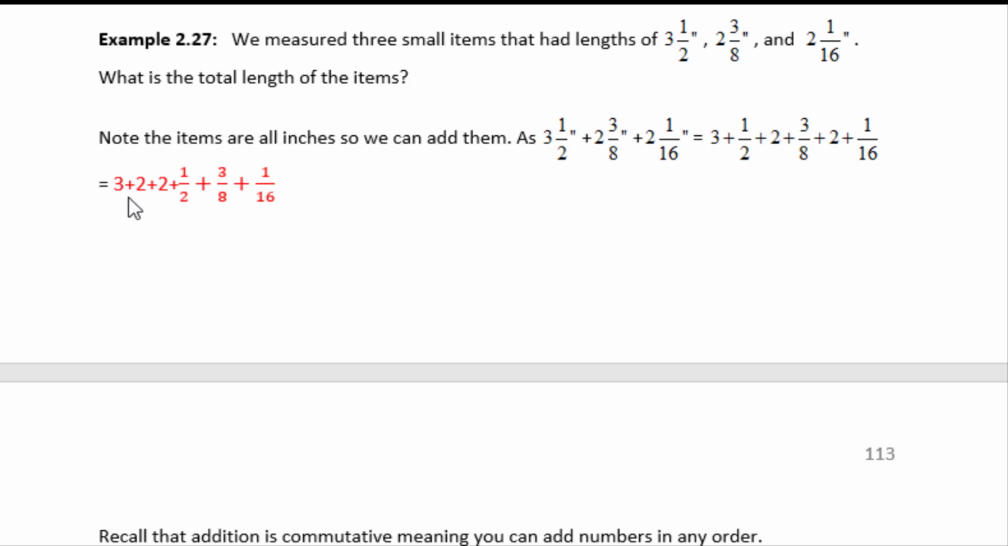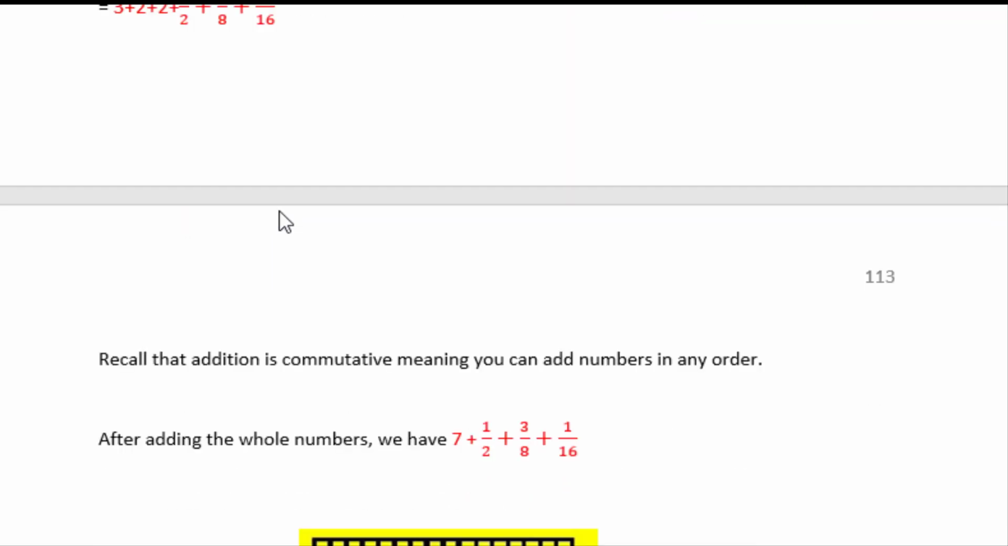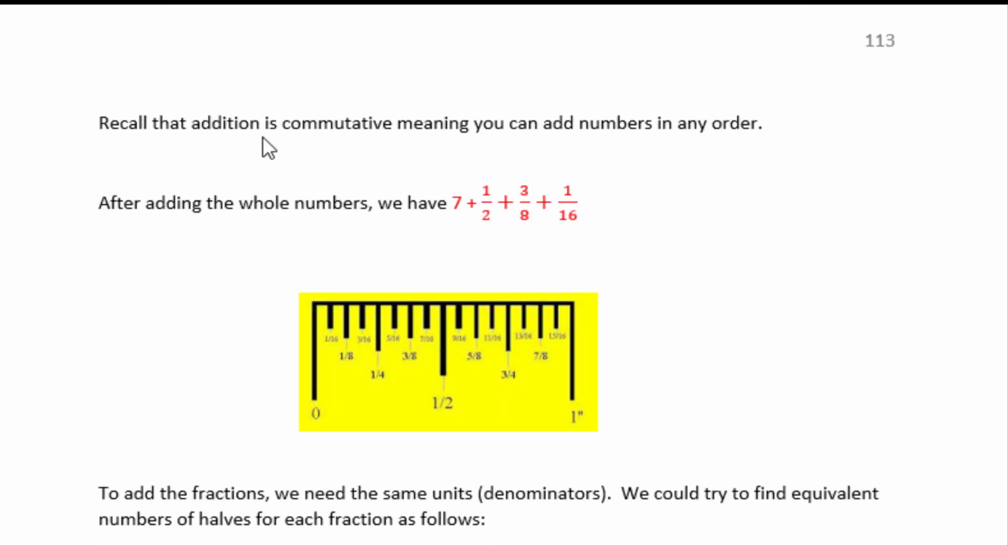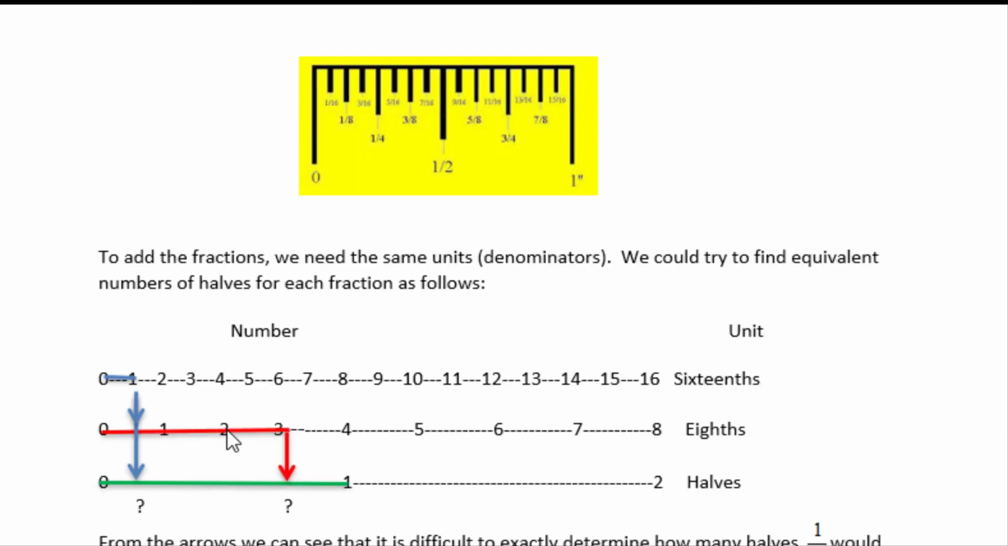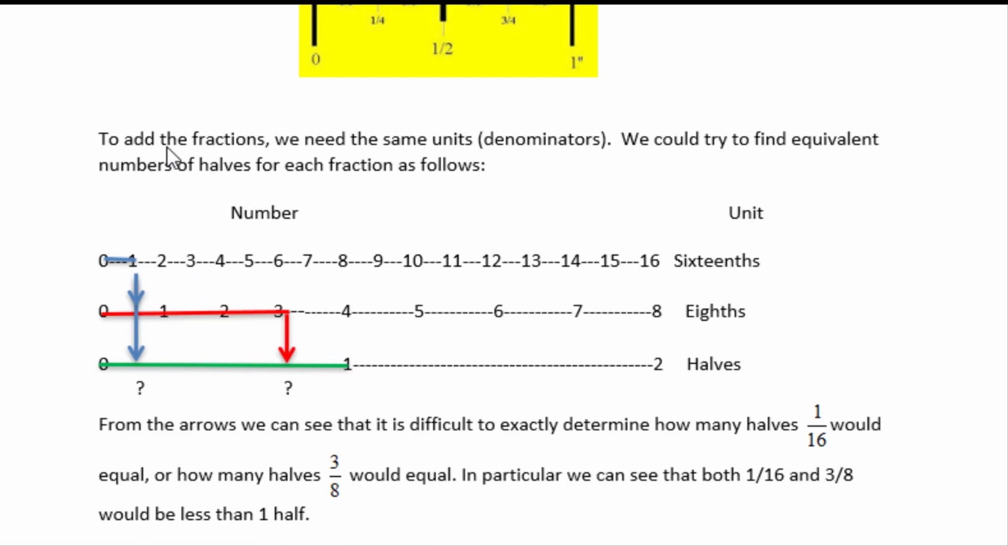And I can rearrange them because the order doesn't matter when you add. So I can rearrange them or just do the whole numbers and then do the fractions. And that's because addition is commutative, meaning you can add numbers in any order. So after adding the whole numbers, I have 1/2 plus 3/8 plus 1/16 I need to add together. Crucially here, to add fractions, we need to have the same units, right? We can't have cats and dogs.